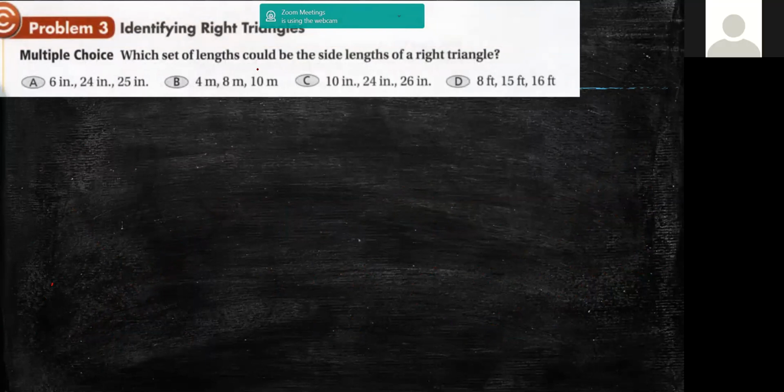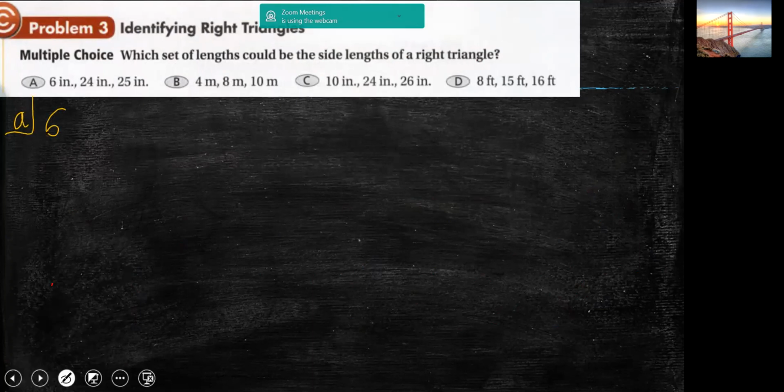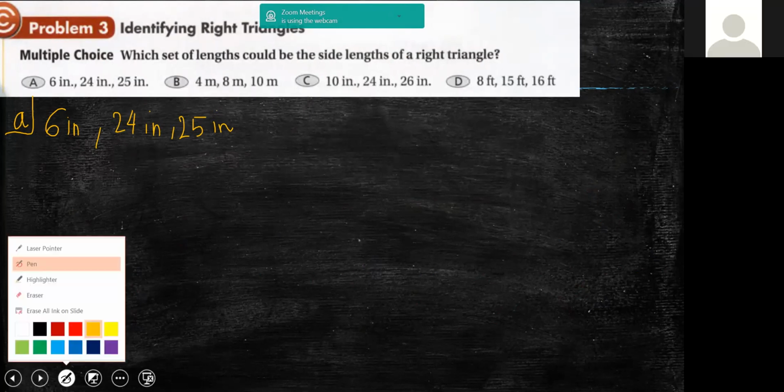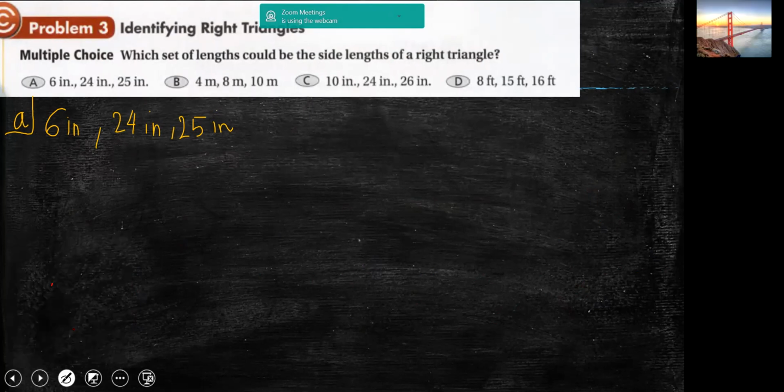Which set of lengths could be side lengths of a right triangle? Let's start with A. 6 inches, 24 inches, and 25 inches. Now, don't forget, where is the highest or the greatest number? Is it 6 or 24 or 25? 25. So this will be the hypotenuse. This will be C, because I told you the hypotenuse is the longest side.